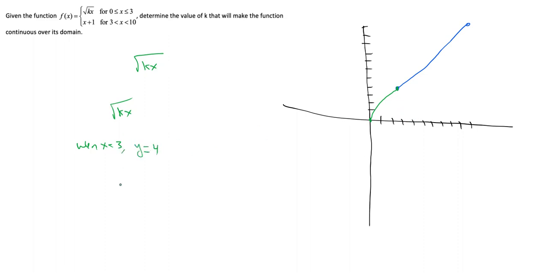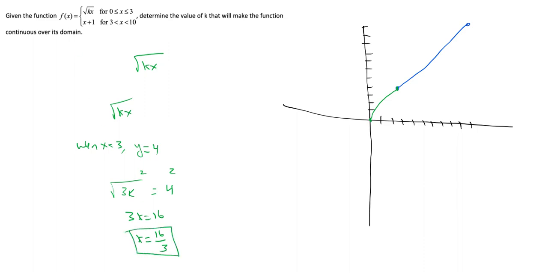So let's plug that in. Radical 3k, we need that to equal 4. Whatever k is will allow this graph to start at 0, but then right when x is equal to 3, the y value will equal 4. So square both sides. 3k is equal to 16. Divide everything by 3. k is 16 over 3.